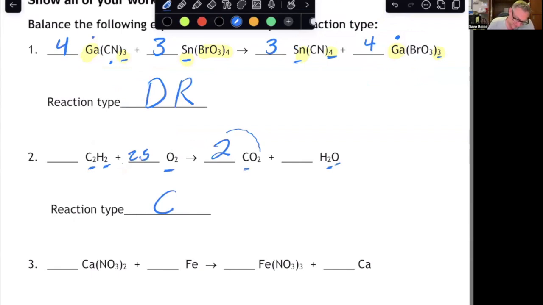I'm not allowed to do that. But what I can do is double it. So I'm going to double this to 5. This would have been 1. I'm going to double this to 2. This 2, I'm going to double to 4. And this 1, I'm going to double to 2. And if you go through and count that, you're going to have 4 carbons, 4 hydrogens, and 10 oxygens. So everything will balance on both sides.